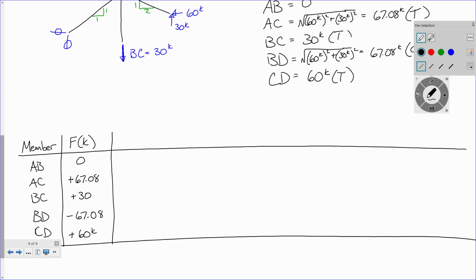Now, technically, I need to do another virtual analysis where I take a 1 kip load, put it at B, and do that all over again. But since the truss I just did already had a 1 kip load at B, how can I determine my virtual forces? I can take each of these numbers and divide it by what? 60. All right, so you all have calculators. You tell me what those are. That makes that minus 1.12. That would make this pretty good, right?